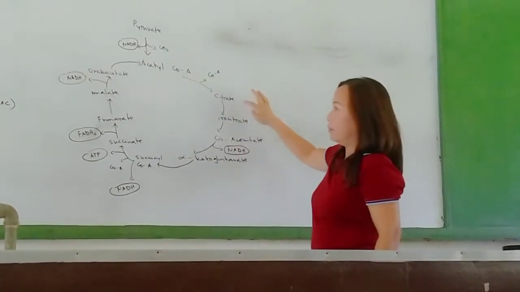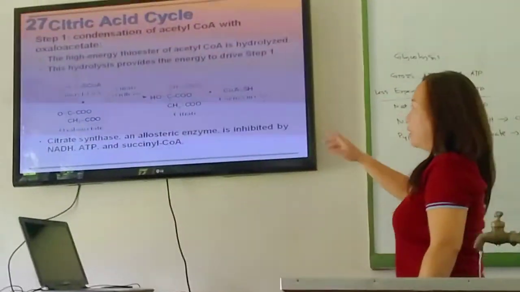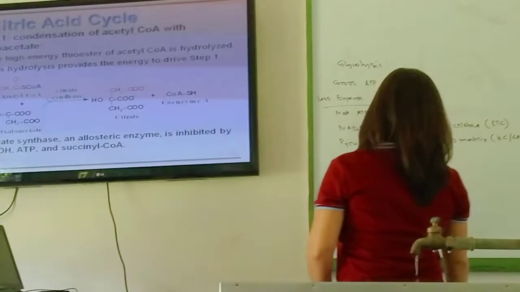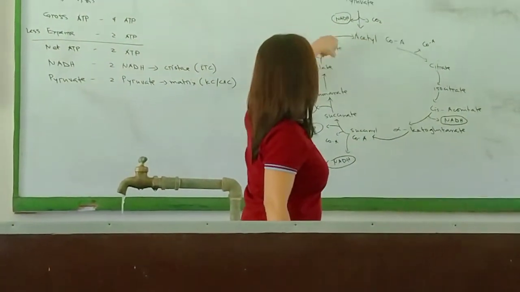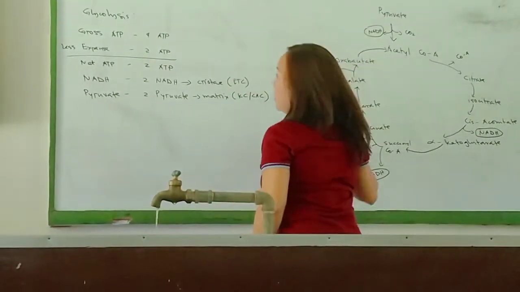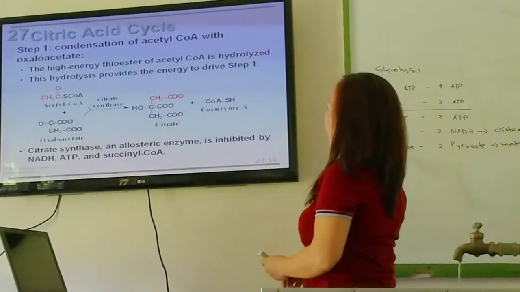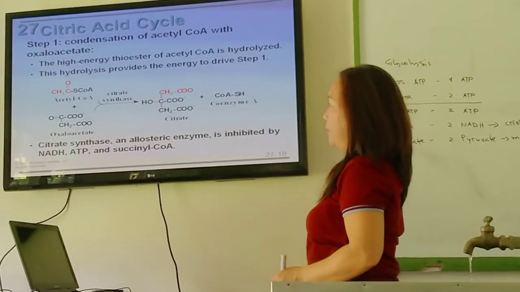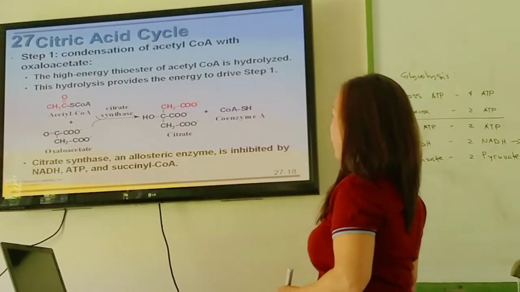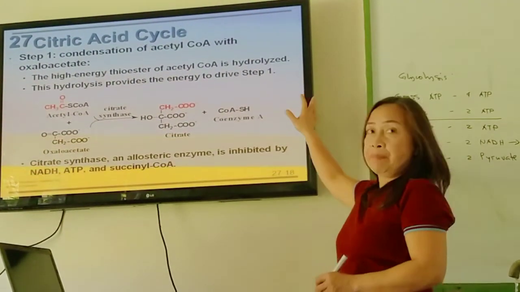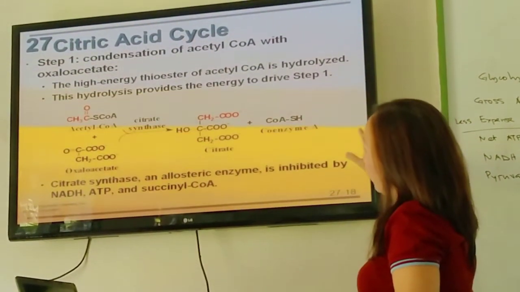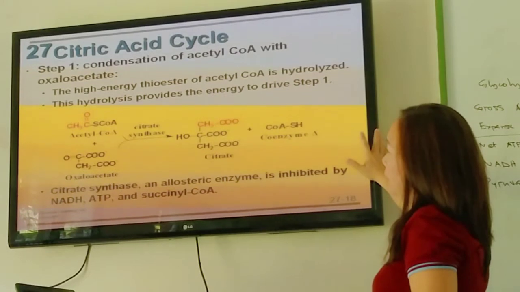So citrate. We are starting step 1: condensation of acetyl-CoA with oxaloacetate. Since it is a cycle, it condenses with oxaloacetate. And the high energy thioester of acetyl-CoA is hydrolyzed. So there is hydrolysis that will happen, which provides the energy to drive step 1. So where is the source of energy to drive step 1, the condensation of acetyl-CoA?